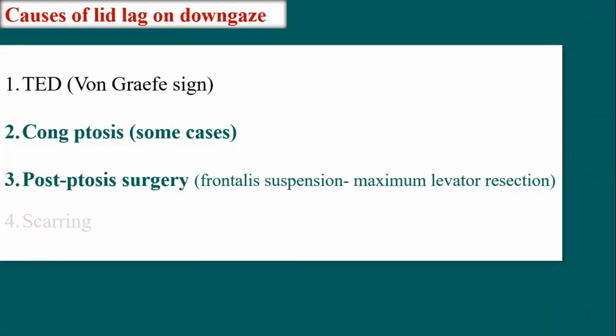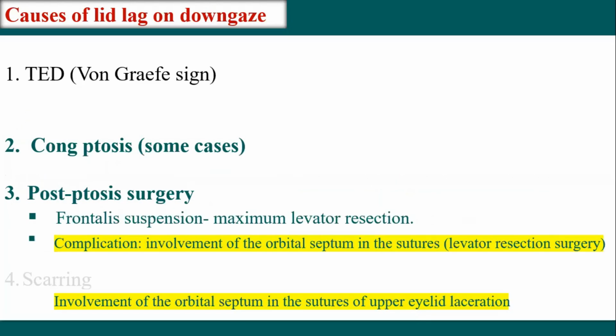So speaking of lid lag on down gaze, I mentioned this slide before and I'm revising it again. What are the causes of lid lag on down gaze? Von Graefe sign in thyroid patients, some cases of congenital ptosis, and post-ptosis surgery, such as frontalis suspension or maximal levator resection. And I mentioned scarring. Here, I want to elaborate on this slide more. So here, I added 2 additional points.